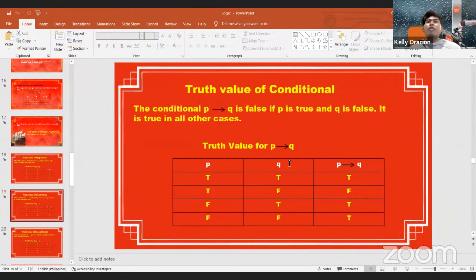Next, we have the conditional. According to the truth value table of the conditional, it is false only if P is true and Q is false. Again, the conditional is false if P is true and Q is false. However, if both P and Q are false, the whole statement becomes true. That's according to the truth table of the conditional. And I also gave an example yesterday.